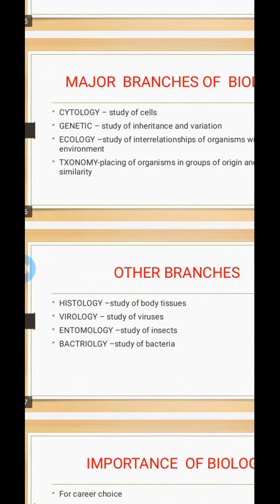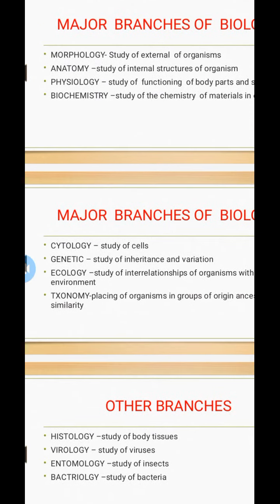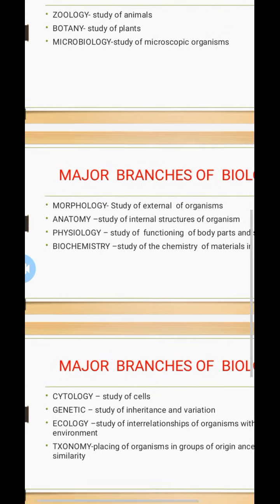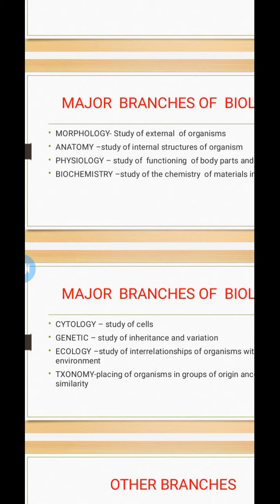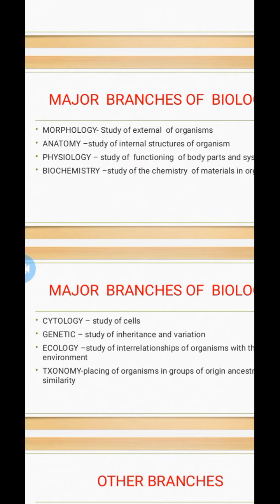So we have also other branches of biology. We have morphology. Morphology is the study of the external parts of an organism. So we are talking about shape, morphology. Anatomy. Anatomy is the study of internal structures of an organism. Now, anatomy, we are studying the inner structures of an organism.